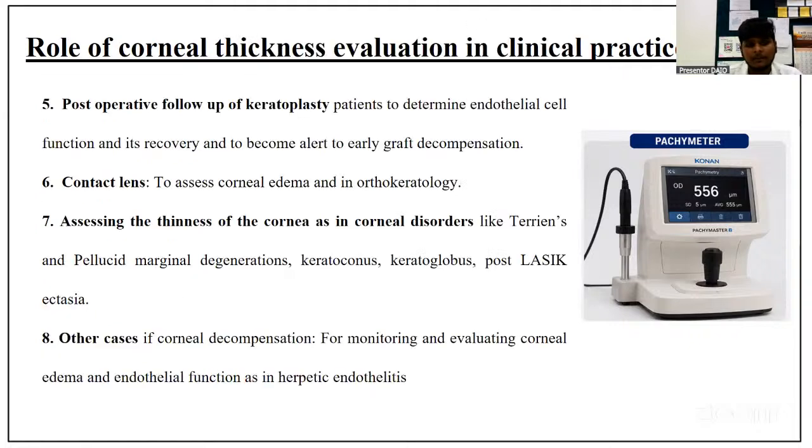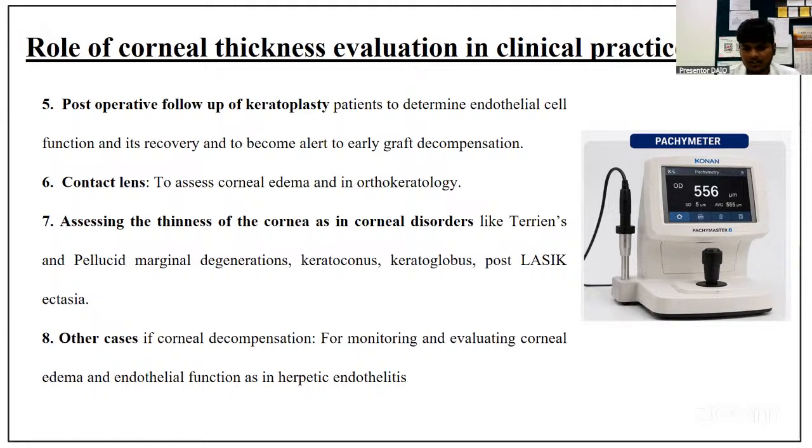Next is post-operative follow-up of keratoplasty, to determine endothelial cell function and its recovery and to become alert to early graft decompensation. In contact lens use, to assess corneal edema in orthokeratology.